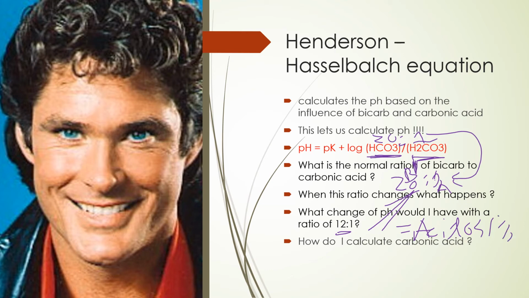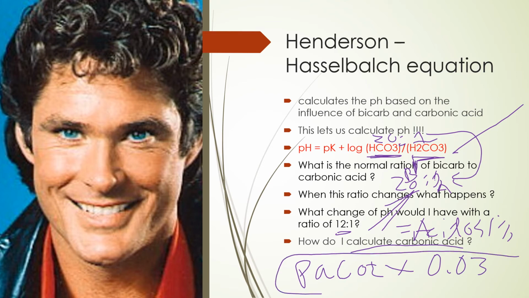Is there a way I can calculate carbonic acid? Because we can't measure H2CO3, right? We can't measure this guy here. So is there a way we can calculate that if we have to do this? So of course there is. We've already talked about it. Remember, we take the PaCO2 times 0.03. We'll substitute that for the carbonic acid part.